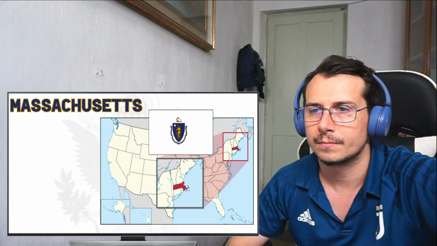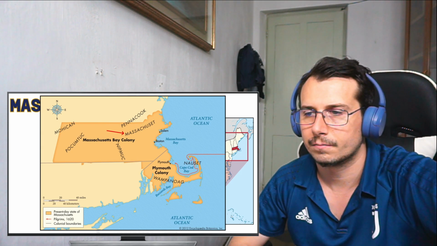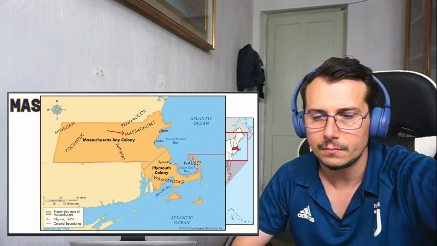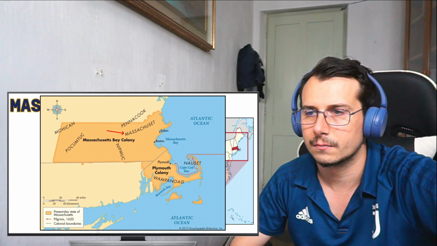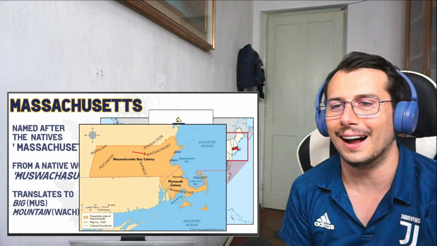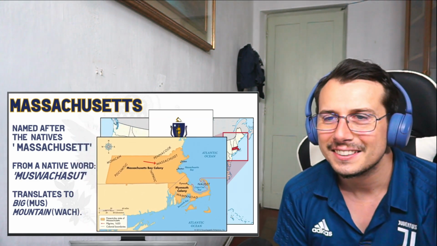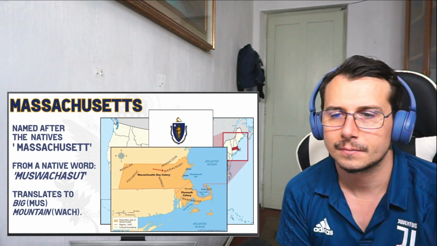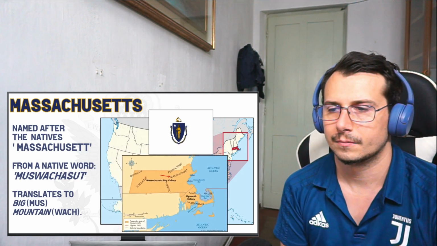Massachusetts takes us back into native origins. The Massachusetts Bay Colony was named after the indigenous population, whose name likely came from a native word, Muswakshasut. I'm really sorry I'm mispronouncing all of these, but I just couldn't find the proper pronunciation. And this term directly translates to big mountain.